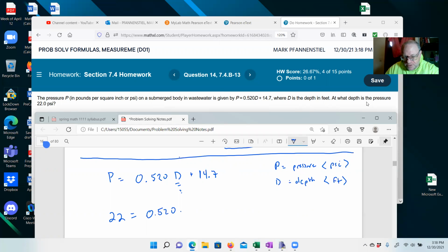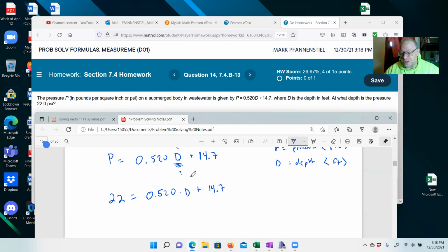0.520 times D plus 14.7. Feel free, if you're having trouble solving these kinds of problems, to underline the variable you're solving for, or put a little question mark over it. You're allowed. I give you permission to mark up your problem so that you keep in mind what you know and what you are trying to solve for.